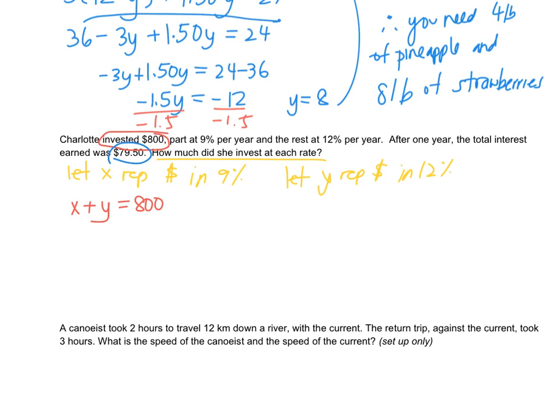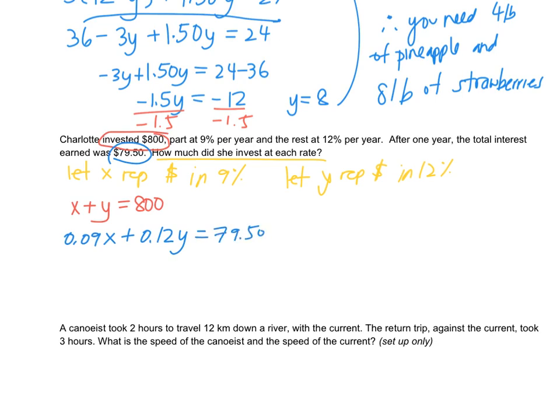And now in these scenarios, when you take 9% of the money, you have to turn the 9% into a decimal. So 9% as a decimal is 0.09. If I want to take 9% of X, I'm going to do 0.09X. And for 12% of Y, I'm going to do 0.12Y. And in total, that's going to be $79.50.